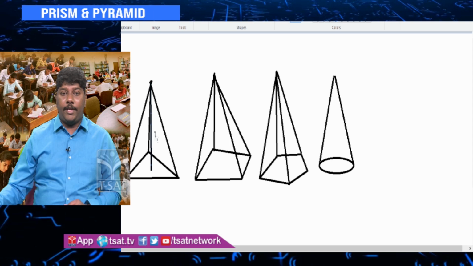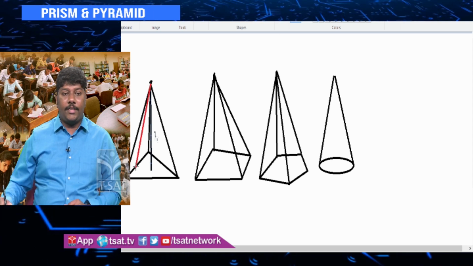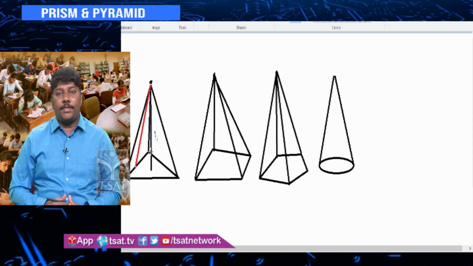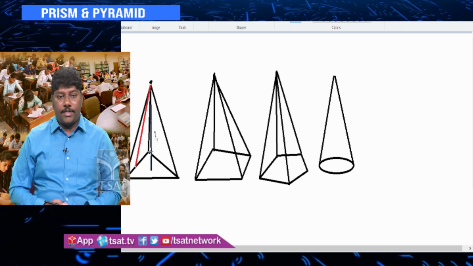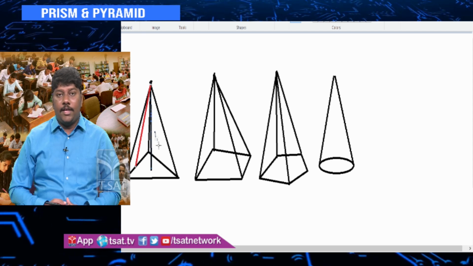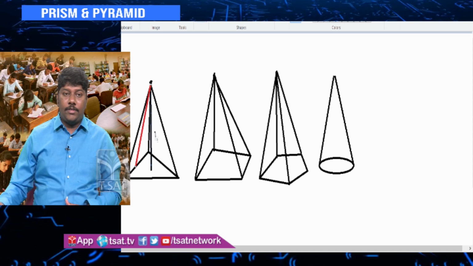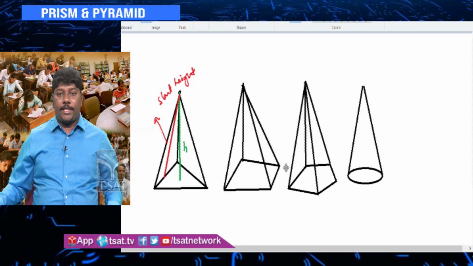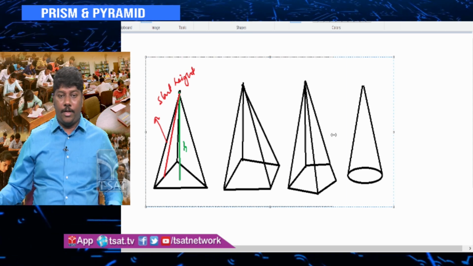In the same manner, if I take this red line and draw it, this is also a height, but it is the height of the surface. So, you call it a slant height. Here the surfaces are triangular surfaces. In case of a prism, the surfaces are rectangular, here they are triangular. The height of the triangular surface here is nothing but the slant height. So, the red one is the slant height and the green one is the height of the pyramid.